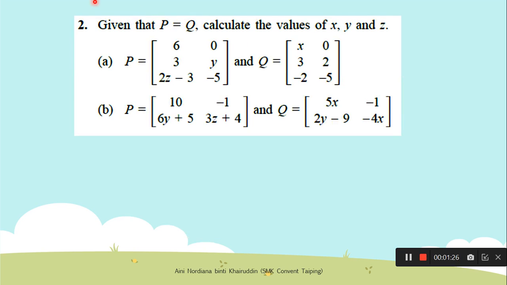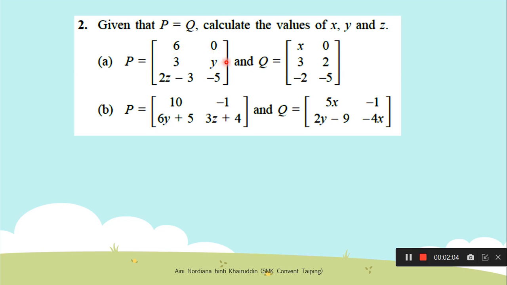Next, for question number 2, given that P is equal to Q, calculate the value of X, Y, and Z. So if P equals Q, it means every single element in this matrix is equal. So here, for the first row and first column, the value is 6. So here is X. So X is equal to 6.